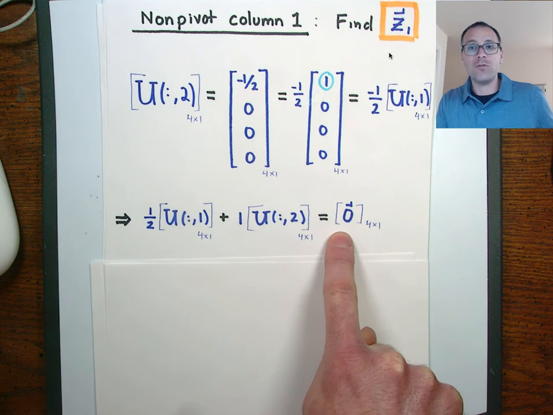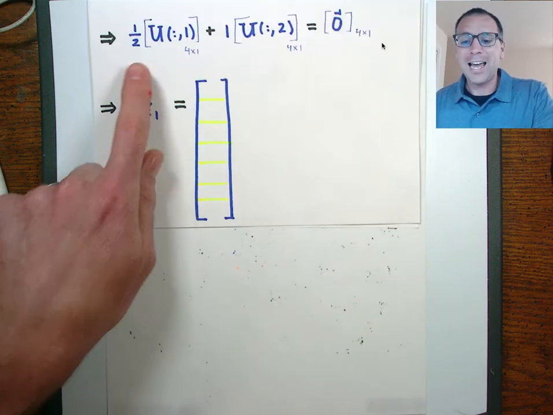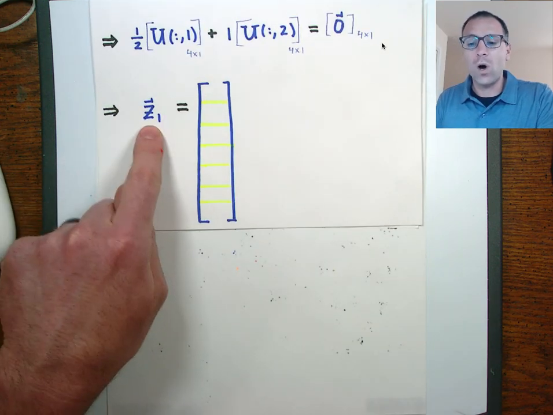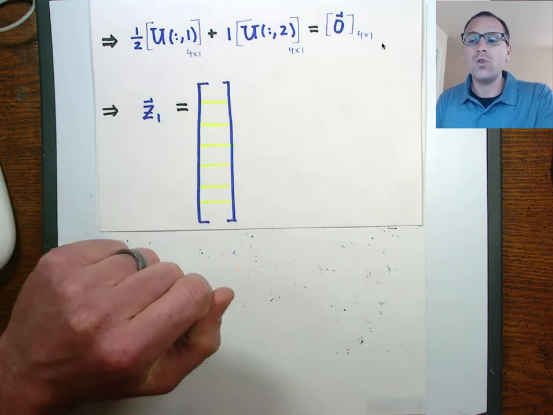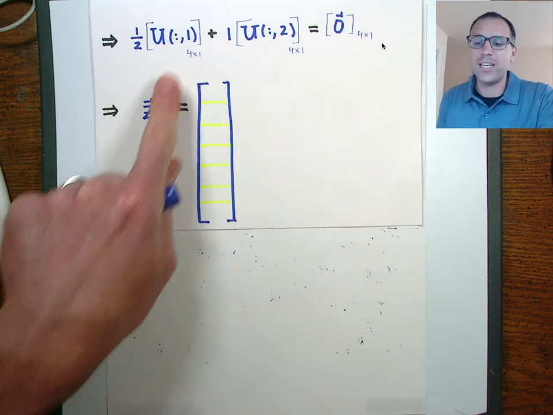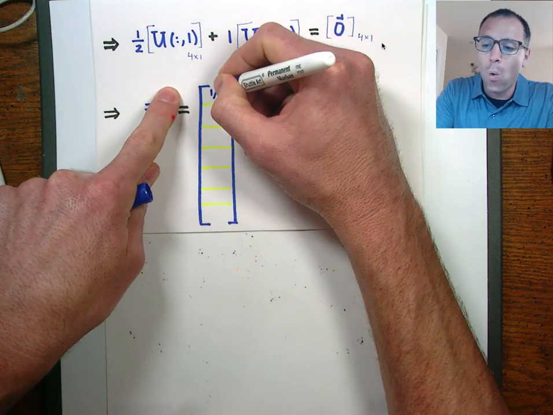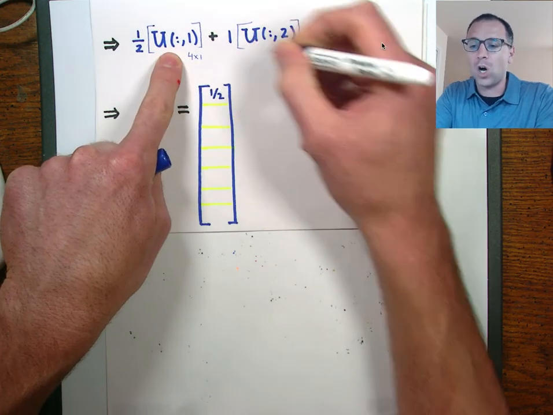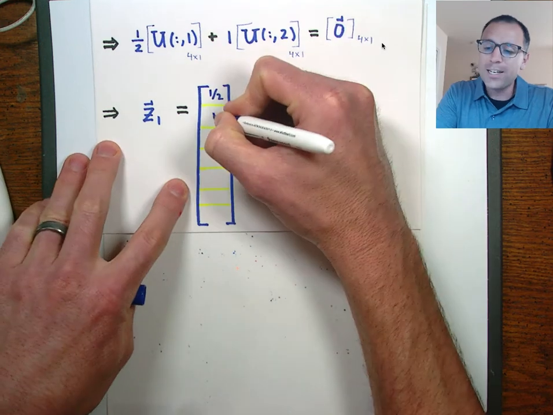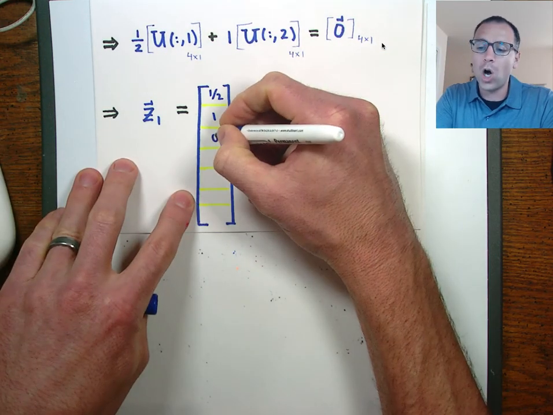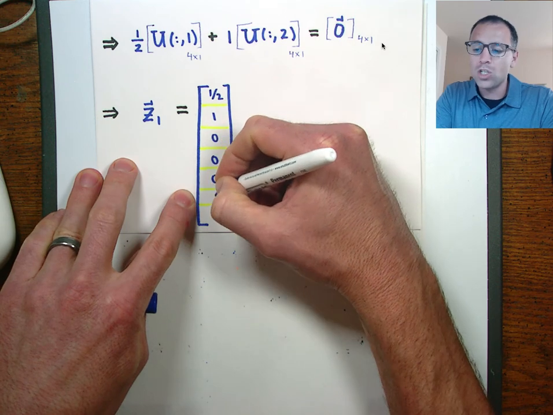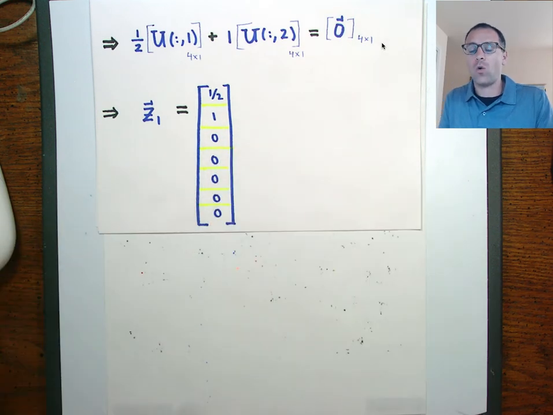0 is what I'm searching for on the right-hand side, and in the actual vector z1, I want to know how many scalars of each individual column of u do I need to produce that 0. Well, in this case, it looks like I'm calling out 1 half times the first column, 1 times the second column, and then this linear combination involves no other columns of u, so we put zeros all the way down.